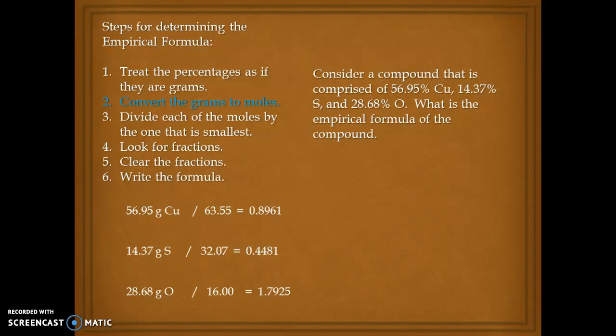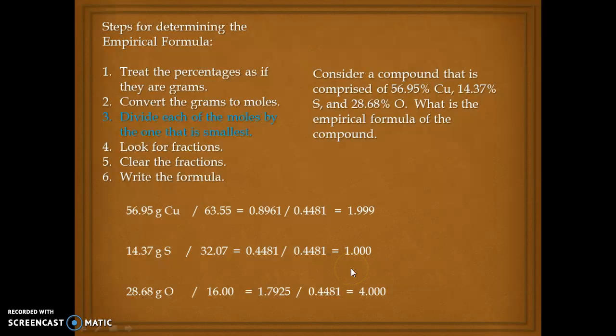It's a mole ratio. So the next thing we're going to do is divide each of these moles by whichever one is the smallest. So here's my smallest, 0.4481. So I'm dividing all of those by 0.4481, and that gives me a 1.999, a 1.000, and a 4.000.